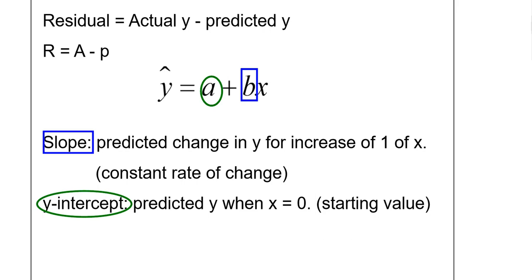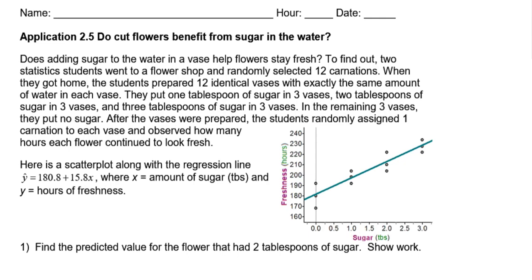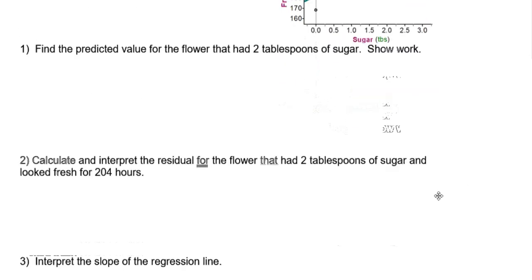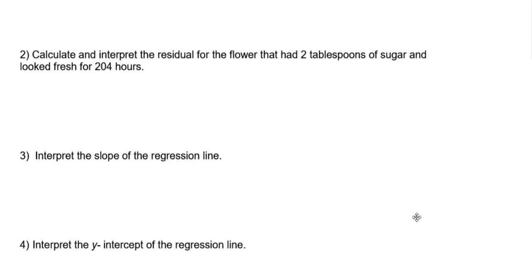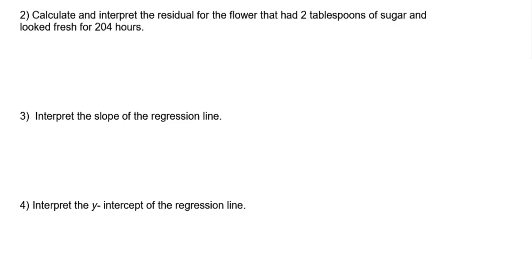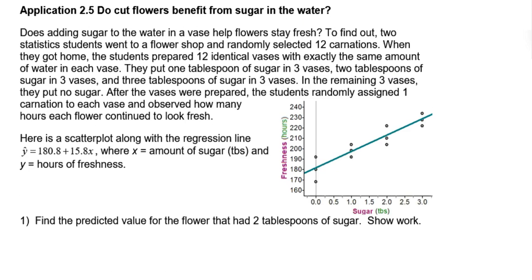With those big ideas in mind, you're going to apply them to your application today. Do cut flowers benefit from sugar in the water? You've got your very detailed description here. We have a scatter plot given to you. We've also got our equation for our line of regression all defined. Based on that information, you're going to find some predicted values, calculate some residuals, and give me an interpretation of the slope and your y-intercept. We'll discuss these things again at our next meeting.